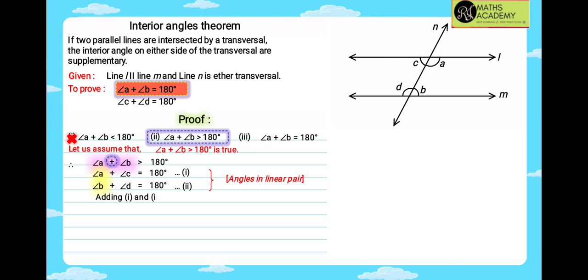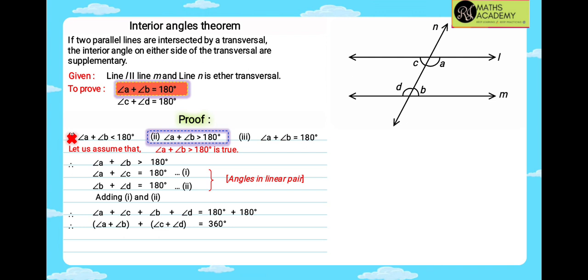angle A plus angle C, by adding these two, we will get 180 plus 180. We have to add, right? So how much are we getting? We have formed a pair. So here we are getting a total of 360 degree.